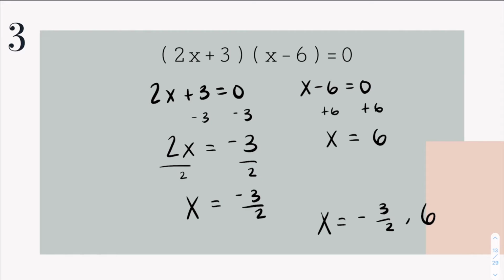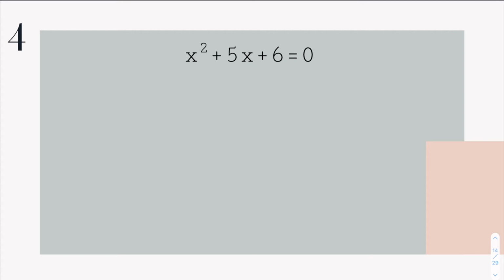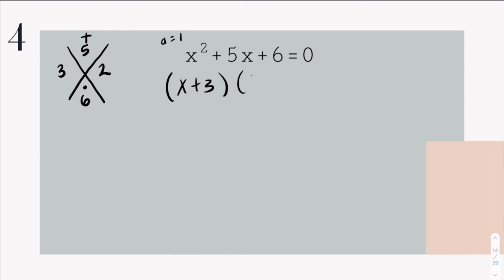Okay, last example, solving by factoring. We're going to actually practice factoring. So here we just have to find two numbers that add to give us 5 and multiply to give us 6, because we had that a value to be 1. And so to complete this x puzzle, 3 and 2 will work. So it gives us our factors x plus 3 and x plus 2. And then using our zero product property, we're going to set each factor equal to 0 and solve.